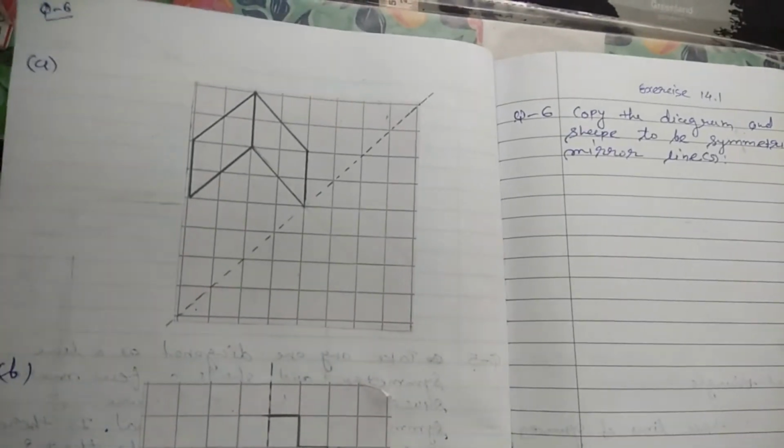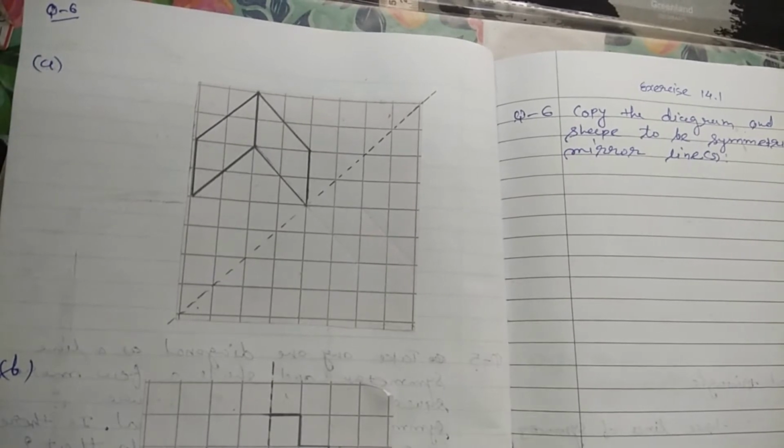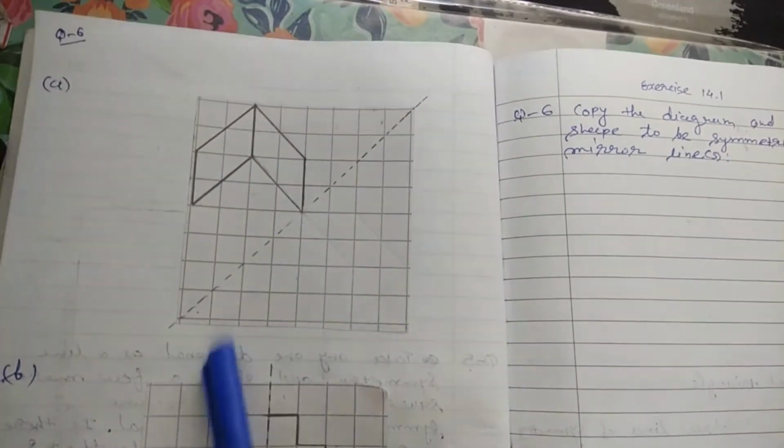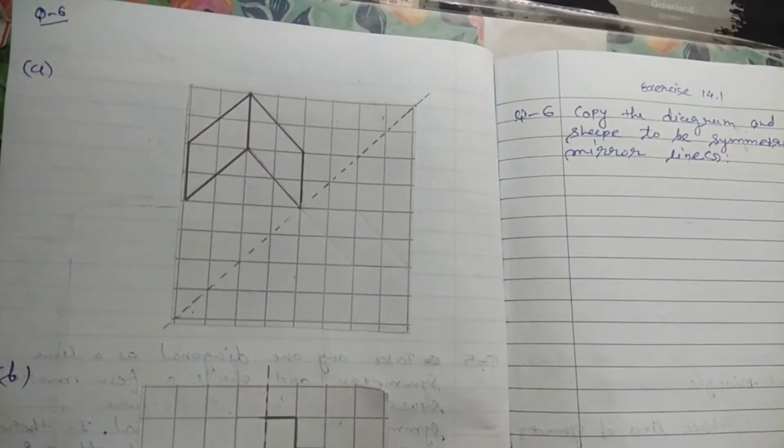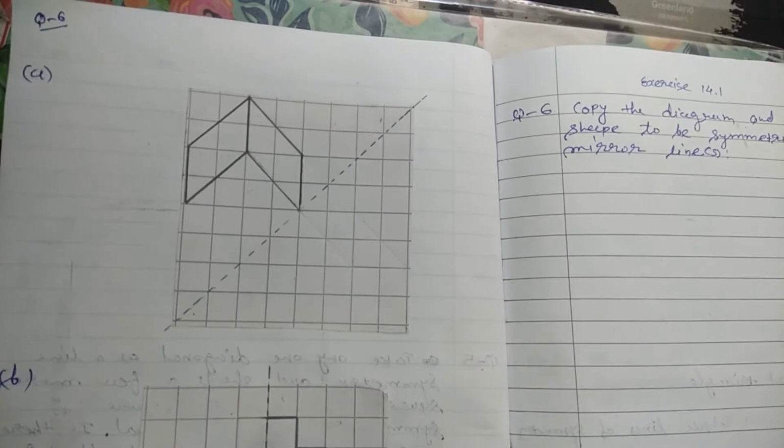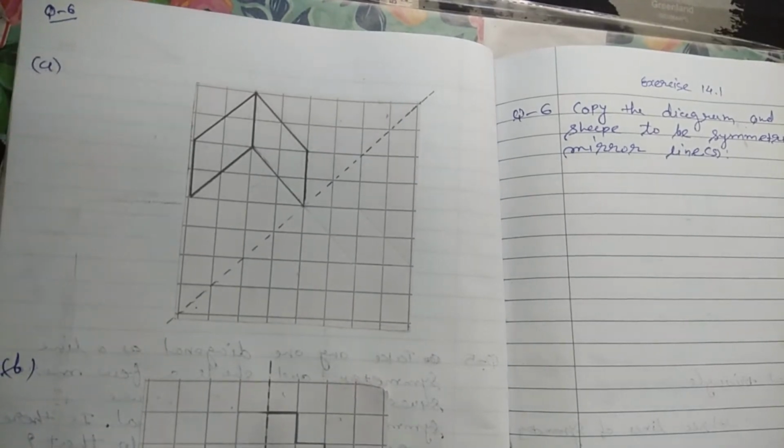So here, diagram number A. Here I have used graph paper and I have stuck the graph paper here. A shape I have drawn. This kind of shape is given in the text in our question, and this is a mirror line.